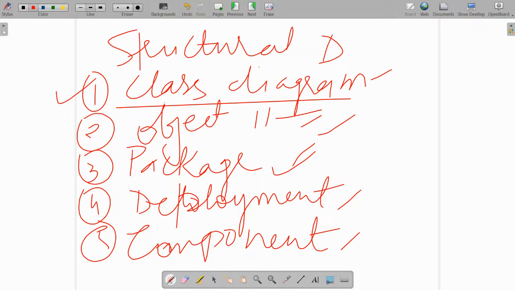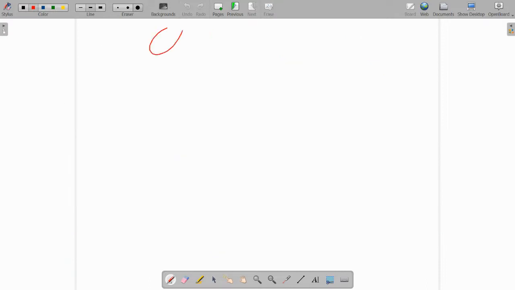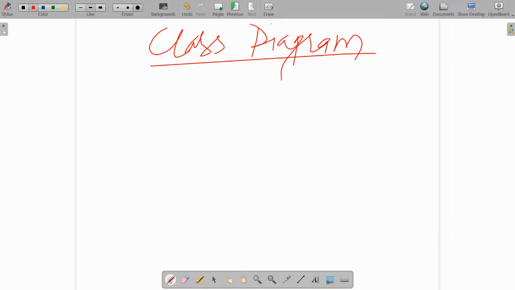Okay, so we can start with the important diagram, that is the class diagram. So please write down the heading as class diagram. Today we'll be talking about the class diagram. We will see what this class diagram is, and we will see it with an example. Again, I'm telling you, this is the visualization of the diagram, so you should be able to understand how this diagram can be shown.